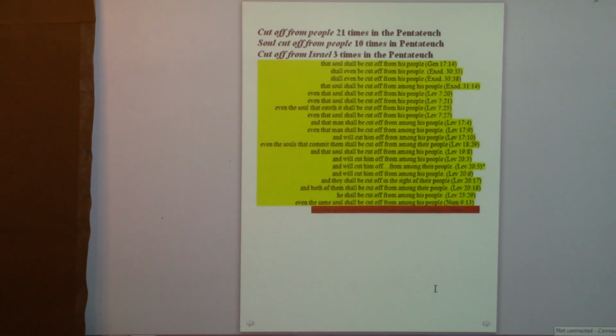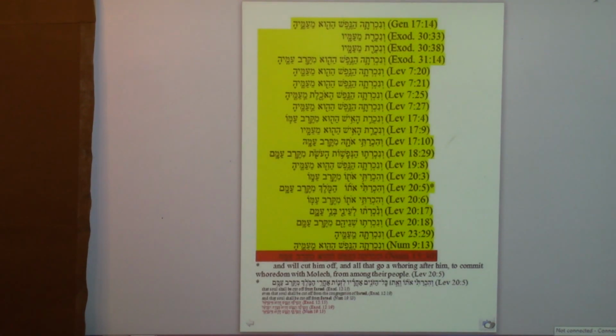Cut off from people, 21 times. Soul cut off from people, 10 times. Cut off from Israel, 3 times. 3 from 10 is 7, so that's why we distinguished that. And notice the last phrase is included by the redactor. The whole thing falls apart without the redactor. Supposedly, of course, there was no redactor. The whole division is just absurd.